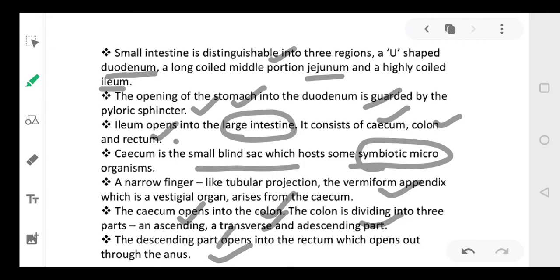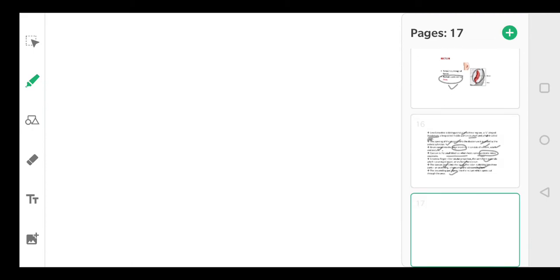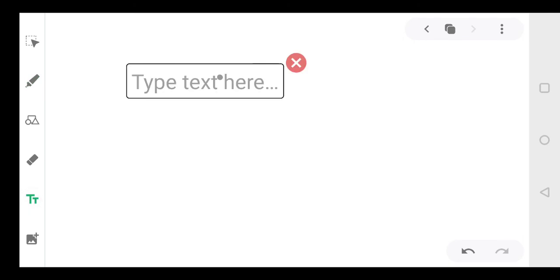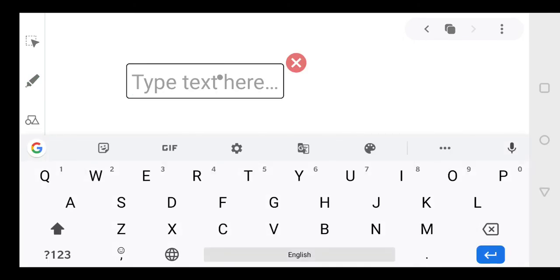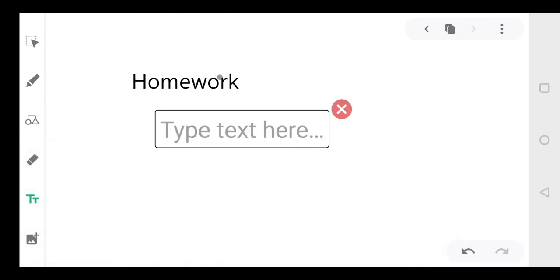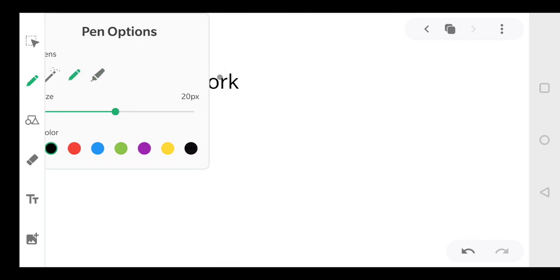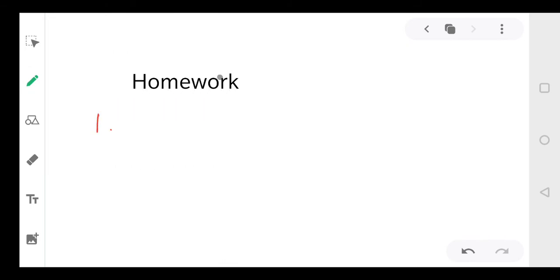Okay, so let's come to your homework for today, right? Now what is your homework? So first homework is you will make notes of the topic. So this is your first homework, to make notes, right?